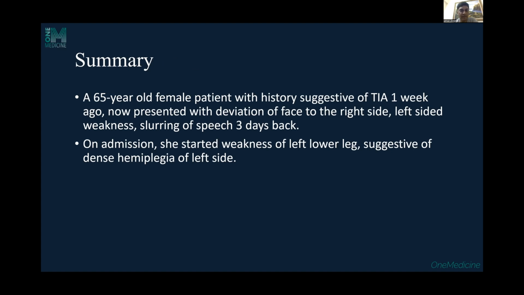A 65-year-old lady. It is not a history suggestive of TIA, so do not mention that. Yes, sir. A 65-year-old lady presented with sudden onset weakness of the left upper and lower limb along with facial deviation to the right side, of 3-day duration. I would like to think of a stroke.